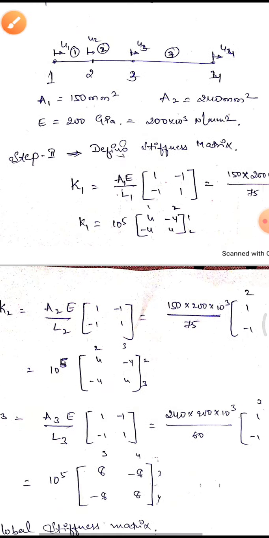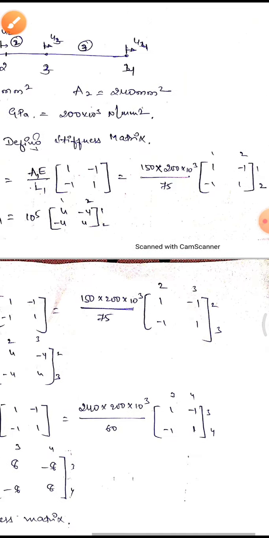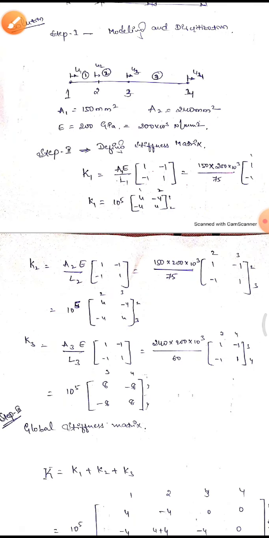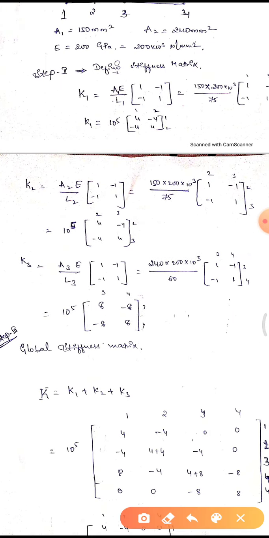240 here. Similarly, next we have Young's modulus, that is nothing but 200. Next we have length 60, we have written here 60. 240 is the cross sectional area, 200 into 10 raised to 3 is your Young's modulus, 60 is your length. Then this 3 and 4 are nothing but the nodes where it is connected. So once you simplify this, you will get 10 raised to 5. You take it outside, then you will get 8, minus 8, minus 8, 8, which is connected between 3 and 4.